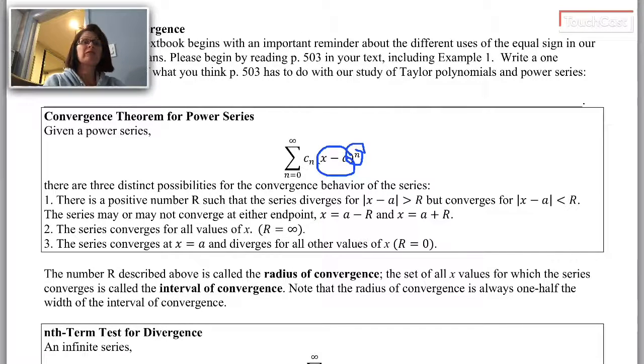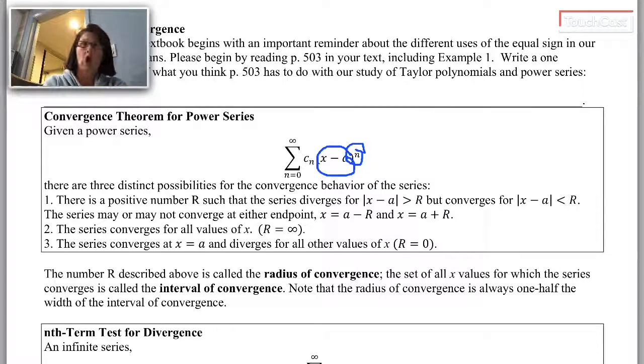Or the series could converge for all x. We saw that happen with some of the Taylor series from the last section. Our Taylor series for e to the x, the ones for sine x and cosine x, actually converge for all x values. Or the third possibility is that the series will converge at x equals a and diverge everywhere else. In that case, we would say that the radius of convergence is 0, because there's only one number where it converges, and the interval doesn't go on either side of that one number. So the radius of the interval is 0.